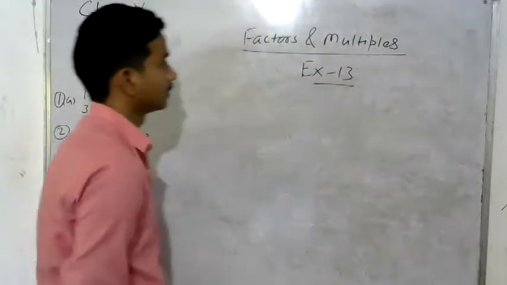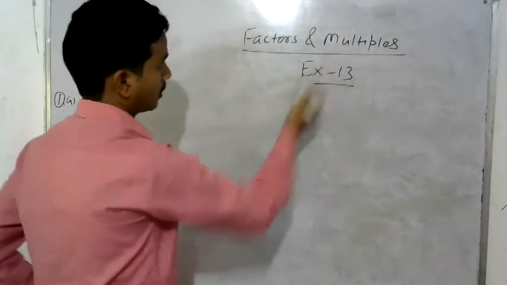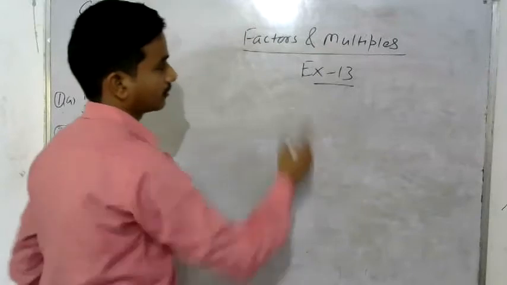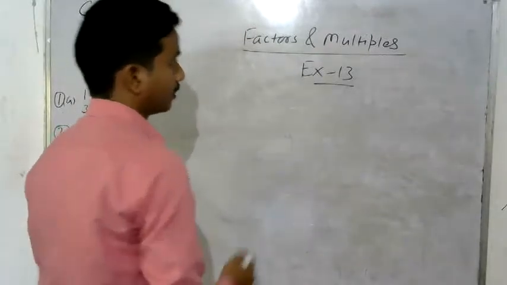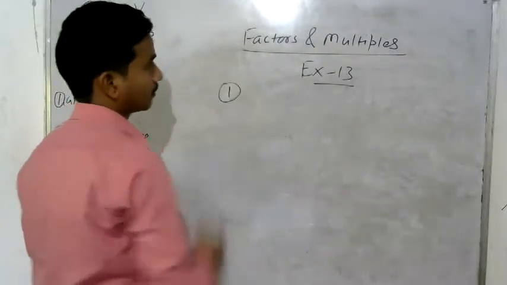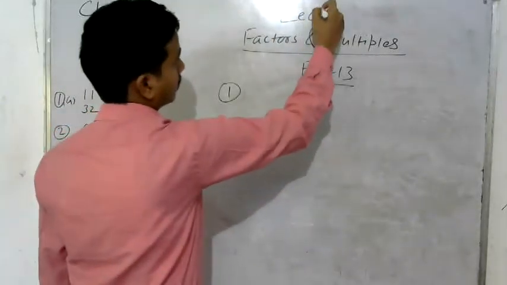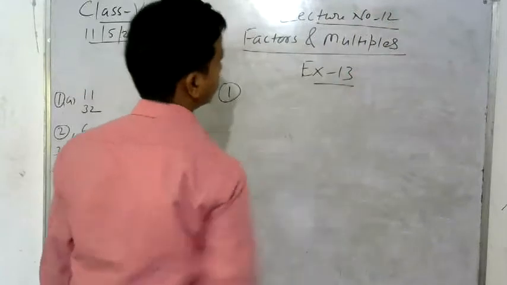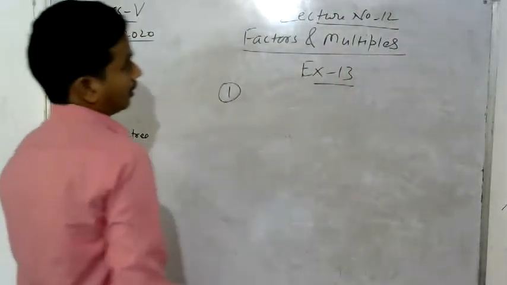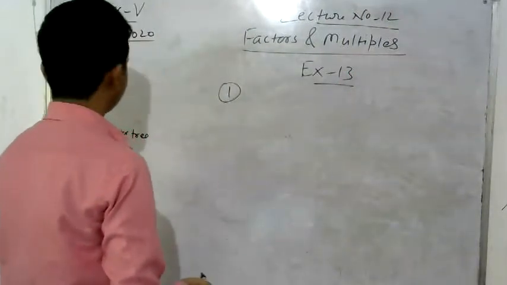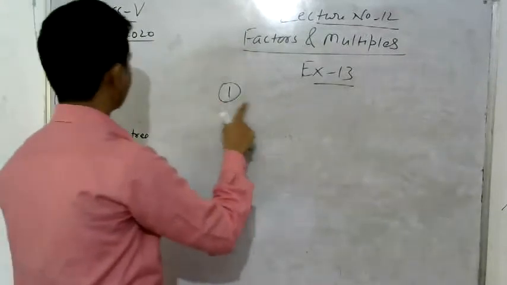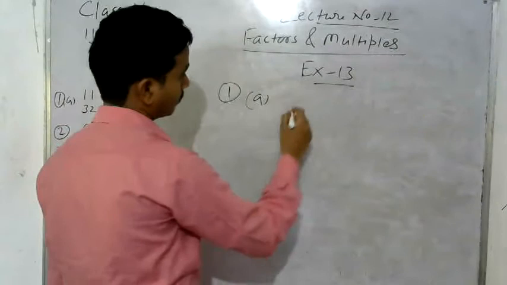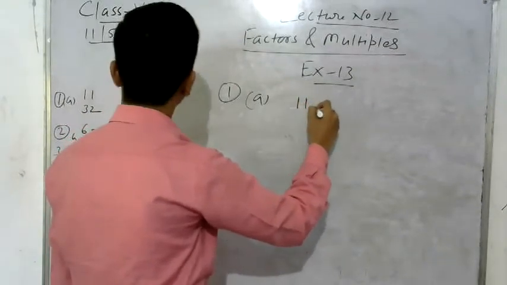So today we are going to start factors and multiples. We are going to discuss some problems of exercise 13. So in exercise 13, see question number 1. This is our lecture number 12. Okay, and we are going to see question number 1 of A.